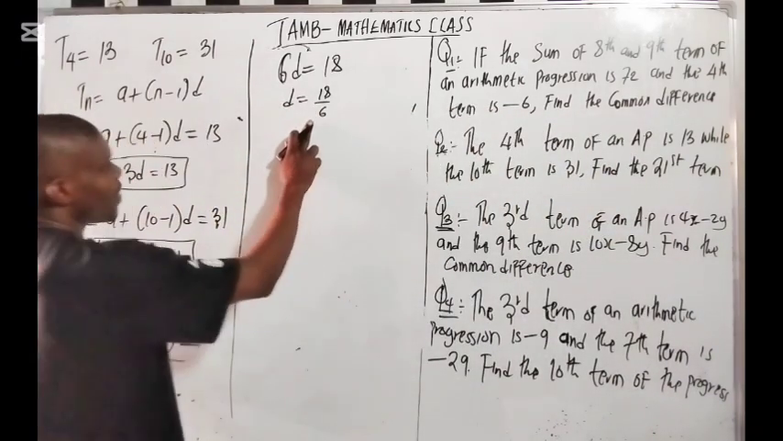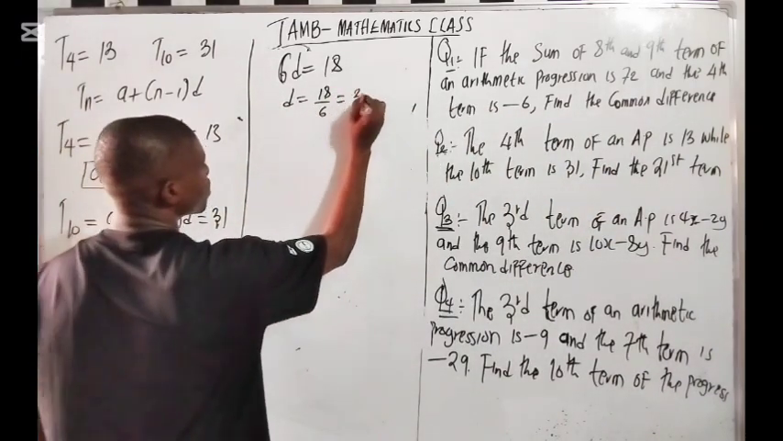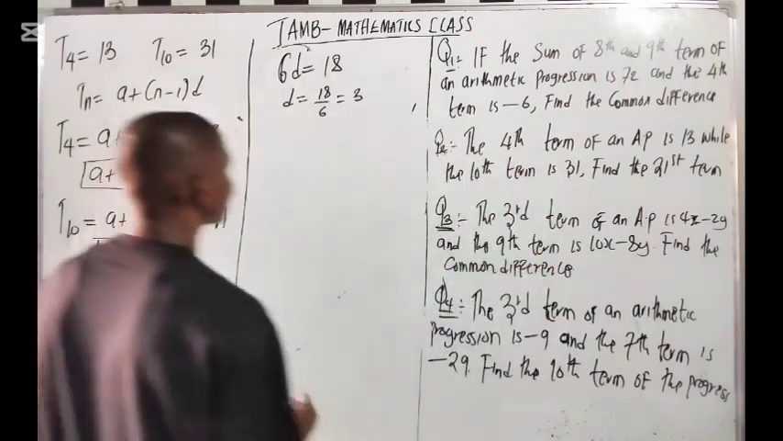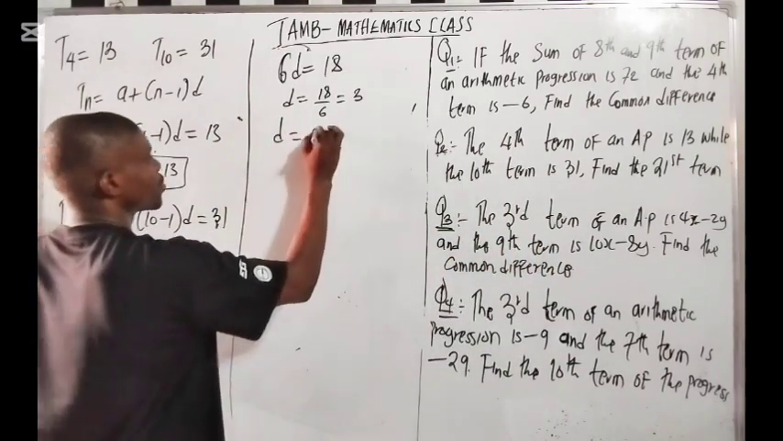So 18 divided by 6 here, we have what? 3. It's okay. So my common difference is what? It is 3. So my d equals 3. Right?